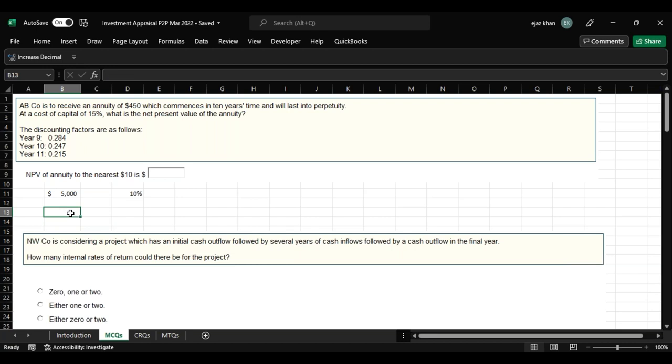So how do we calculate that? We'll just simply take this amount and divide it by our required rate of return. It may be cost of capital or it may be anything else. So let's divide it. Divide the annuity figure by the cost of capital figure. We'll get the same answer, 50,000. And the same answer will be called present value.